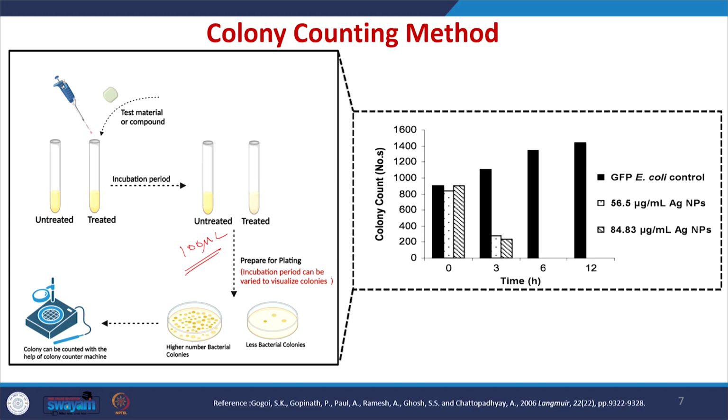You can see that with respect to the time, the number of bacterial colonies are going down, and also with respect to the concentration. You can see that at the 3-hour time point there is some bacterial growth, but at 6-hour and 12-hour there is no bacterial growth. So, by using this colony counting method also we can understand the antibacterial properties of nanomaterials.